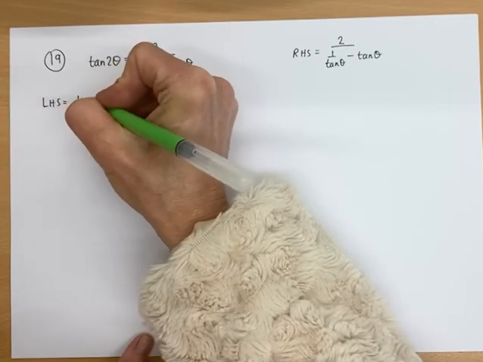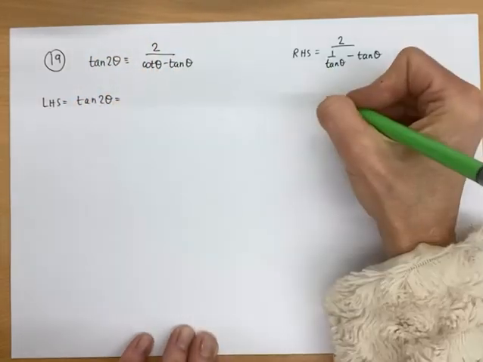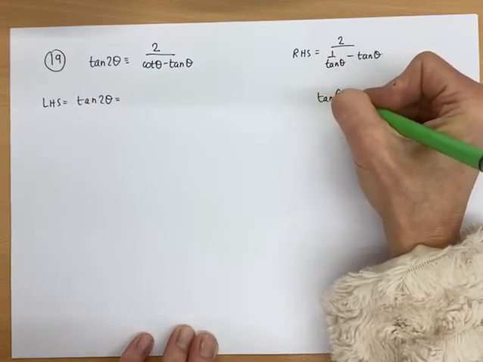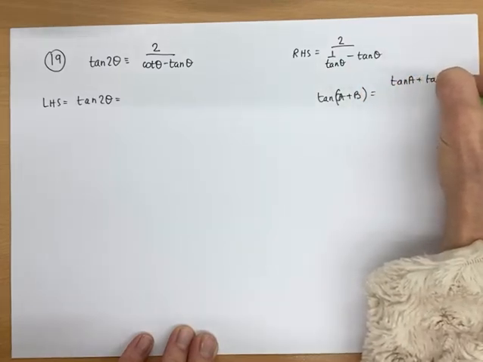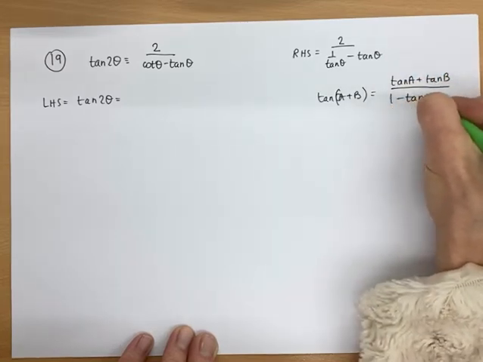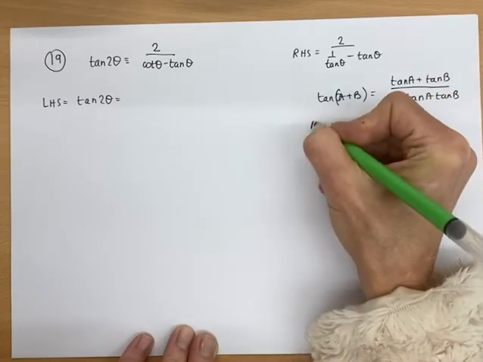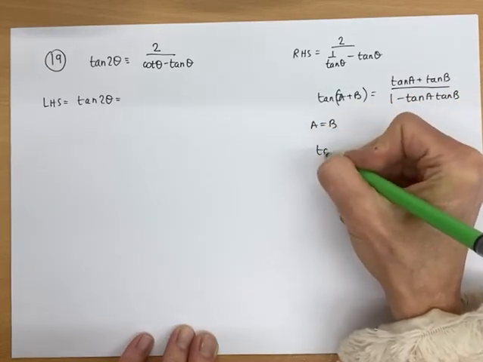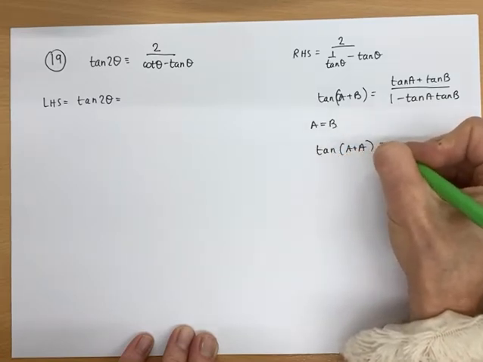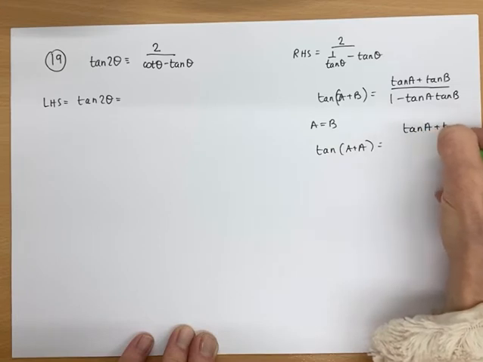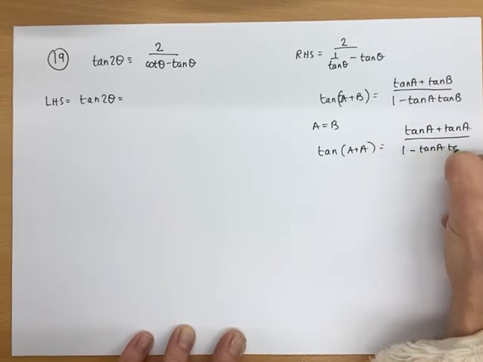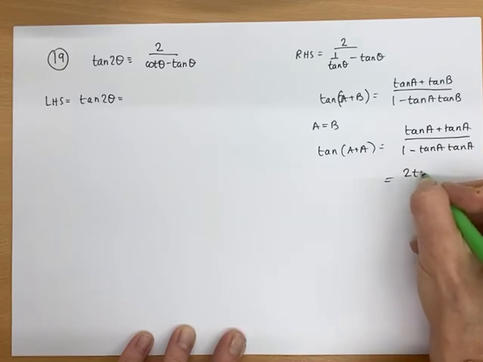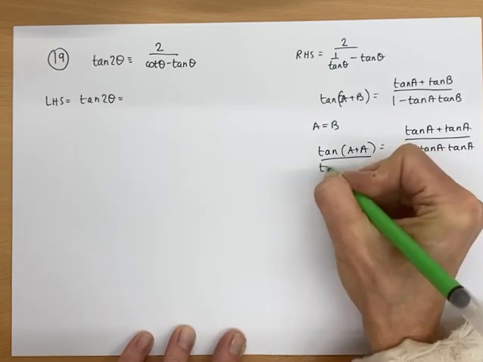So the left-hand side has tan 2 theta. So reach for the formula booklet. tan(A plus B) is equal to tan A plus tan B over 1 minus tan A times tan B. So let your A be the same as B, then you will have tan(A plus A), and over here you've got tan A plus another tan A, if you stick to A's rather than B's, 1 minus tan A and tan A over here. That simplifies to 2 tan A over 1 minus tan squared A, and this here is tan of 2A.